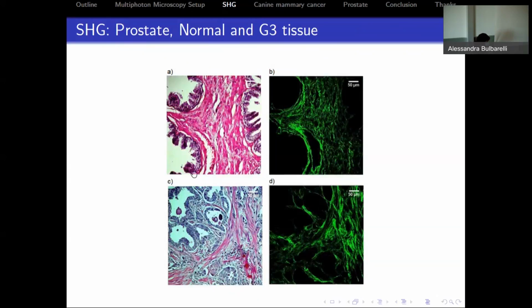So now our first results, we just had the prostate tissues, and I'm just showing two examples. That is a hematoxylin and eosin.